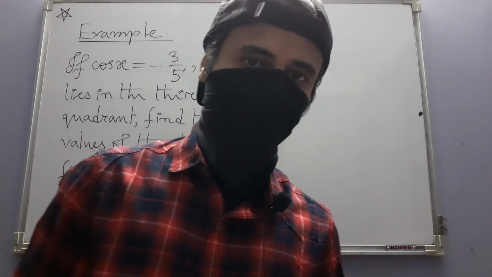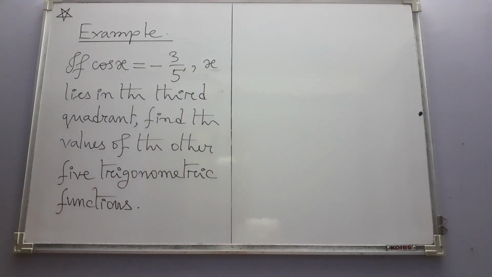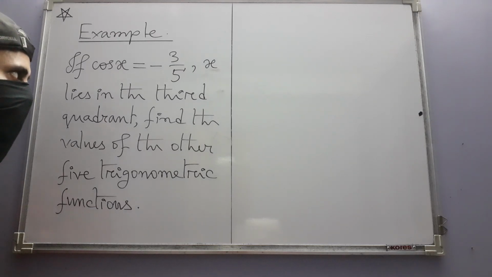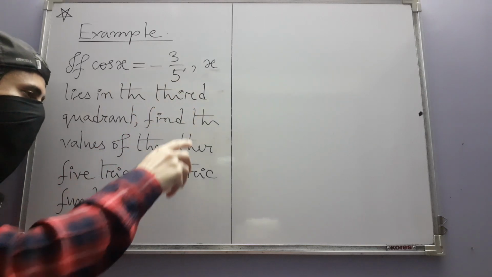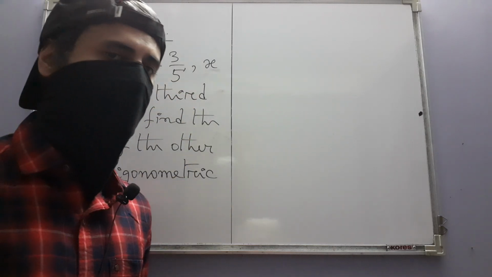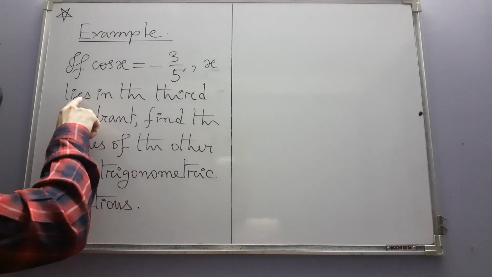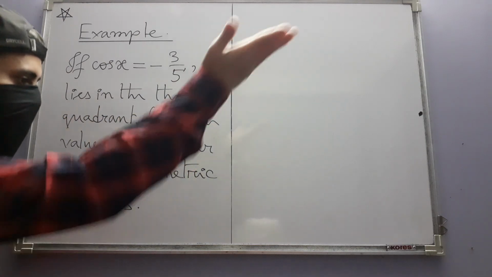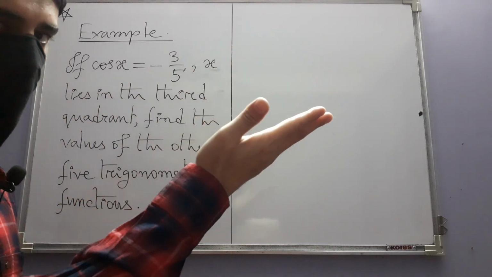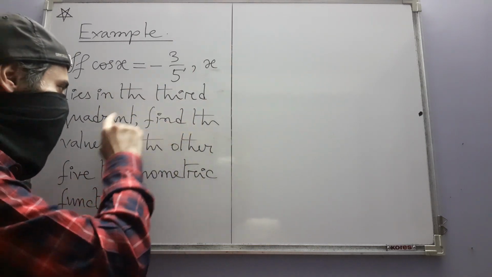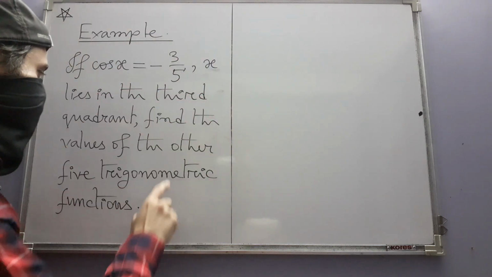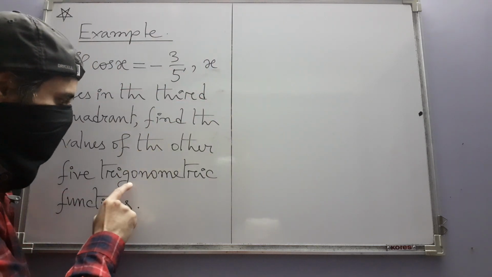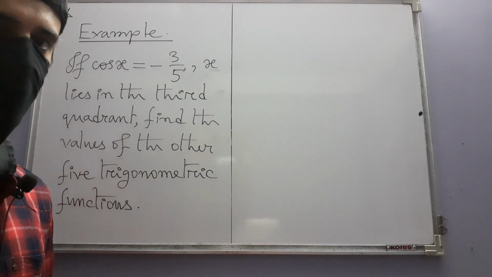Let's complete the ongoing section with some examples. In this example, we are given the value of cos x for some angle x, which, when you put it in the standard position, has its terminal ray or terminal line in the third quadrant. That means it's like this. Then we have to find the values of the other 5 trigonometric functions.